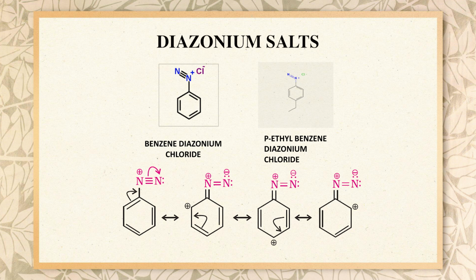Aryl diazonium salts are stable only for a short time at low temperatures. Resonance structures help to stabilize the ion by delocalizing the positive charge around the aromatic ring, as presented in the slide shown. So, dear children, how to prepare aryl diazonium salts?